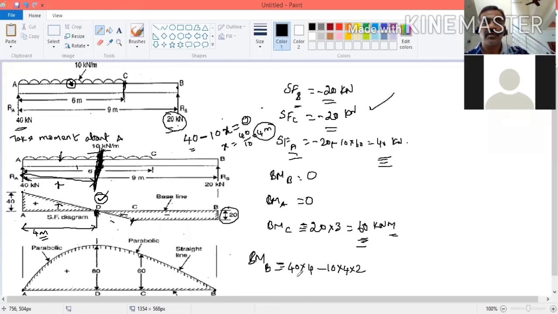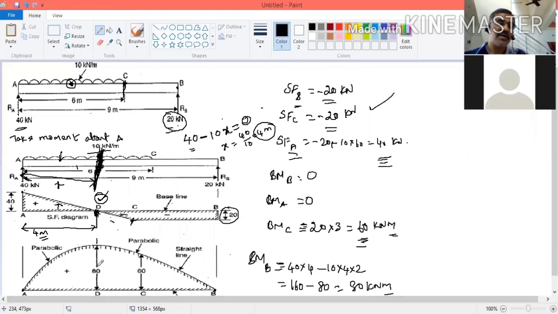Then the bending moment is equal to 40 into 4, 160, minus 10 into 4 into 2. 10 into 4 is 40, and 40 into 2 is 80. So what is the value? 80 kilonewton meter.